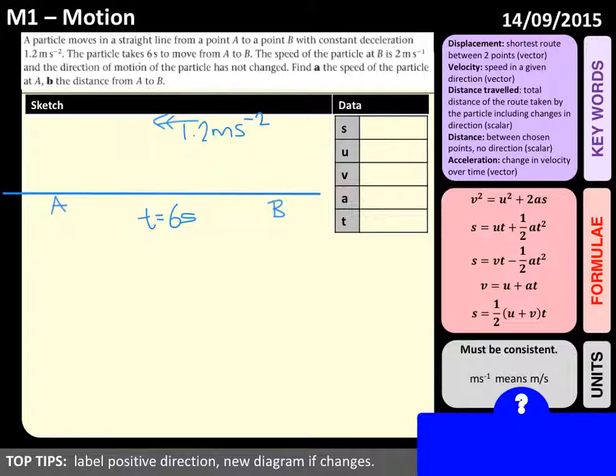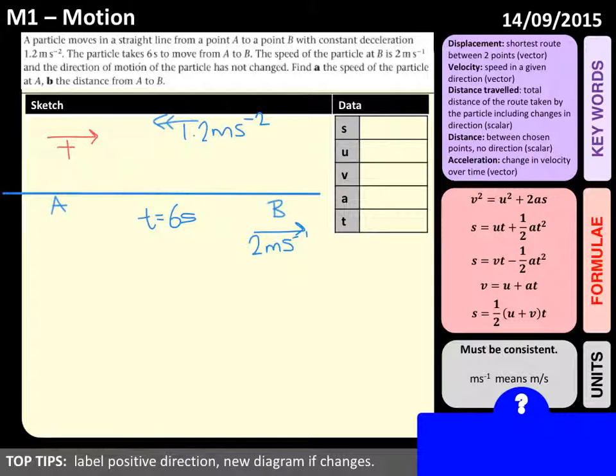Speed of the particle at B is 2 meters per second, and it also tells us that the direction hasn't changed. So that means that as it was going from A to B, its velocity is still going to be going in the same direction, 2 meters per second. And we're asked to find the speed of the particle at A and the distance from A to B. Final thing before starting to get our data, we just need to mark on our positive direction. As it's going from A to B, I'm going to choose my positive direction to be left to right.